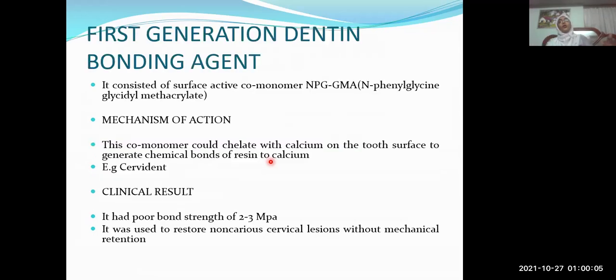Now, let us see how these dentin bonding agents have evolved through the generations. Initially, in the first generation, it was a surface active comonomer, namely N-phenylglycine glycidyl methacrylate. The main action was that it chelated with calcium on the tooth surface and created a chemical bond of the resin to the calcium. However, this bond strength was very low. It was only about 2 to 3 MPa.